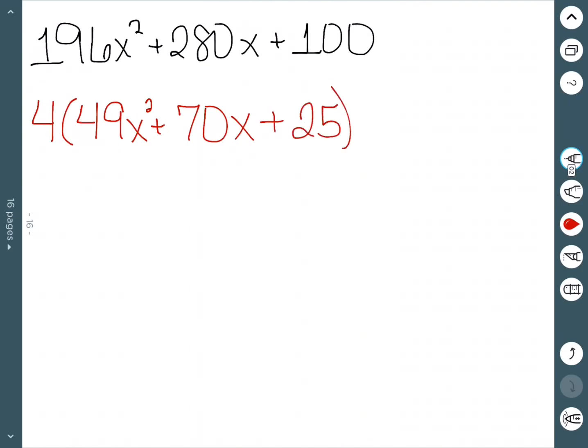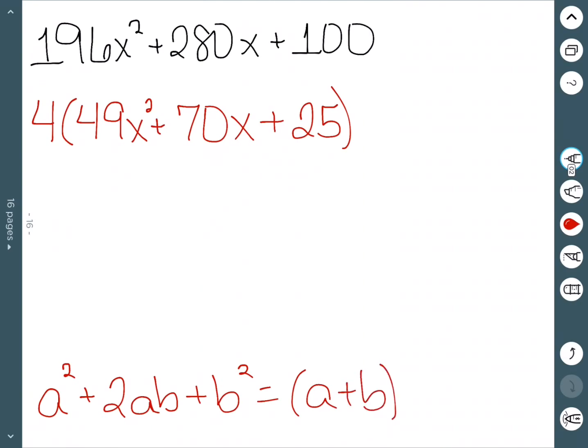And the key here is to remember the shortcut. In general, a squared plus 2ab plus b squared is equal to (a plus b) squared. This is one of the harder of the factoring shortcuts to recognize.